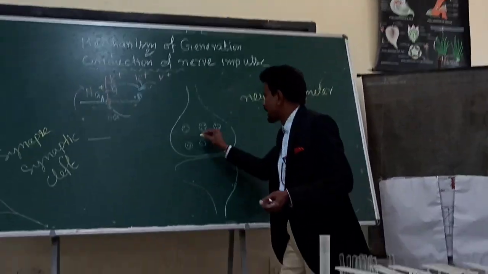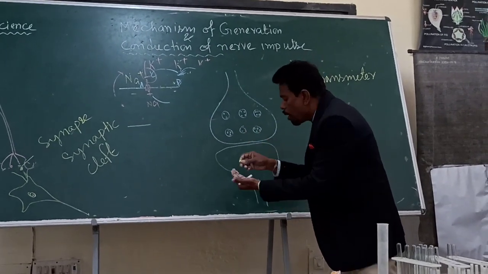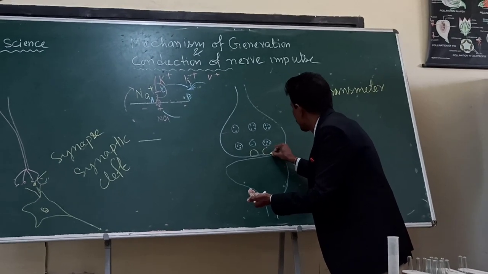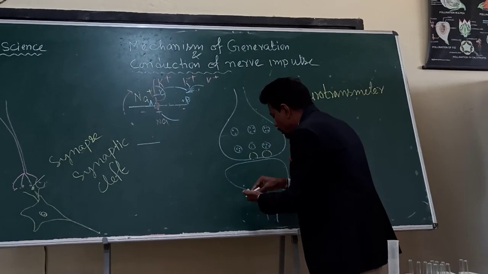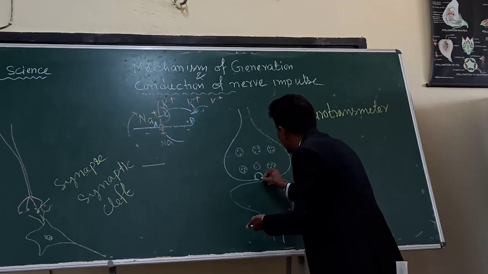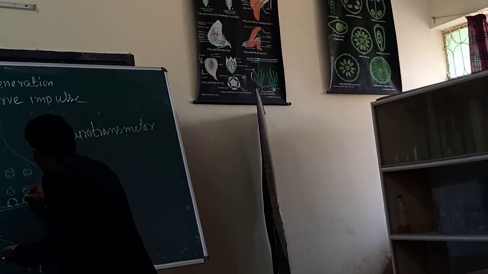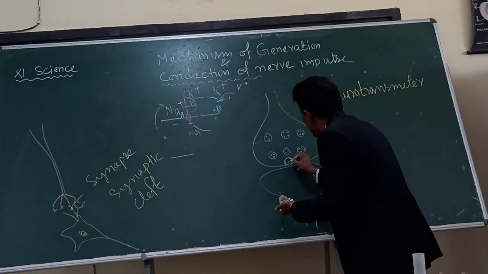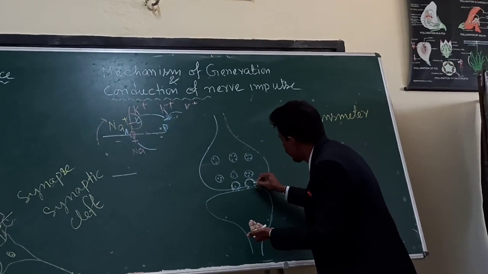This acetylcholine-containing synaptic vesicle now moves to this part and fuses with that terminal. So what will be the final shape of this synaptic vesicle? Like this. And it is releasing the neurotransmitter chemical.